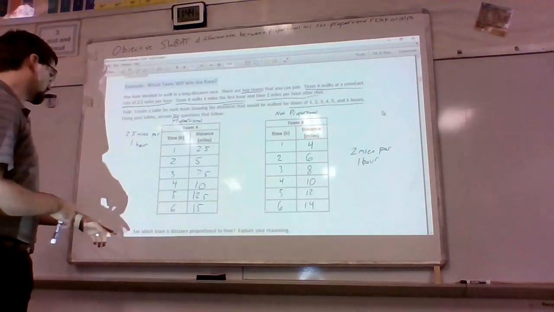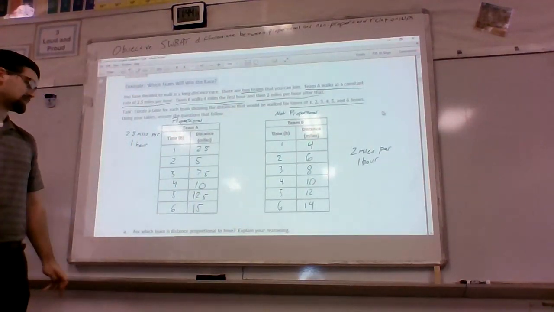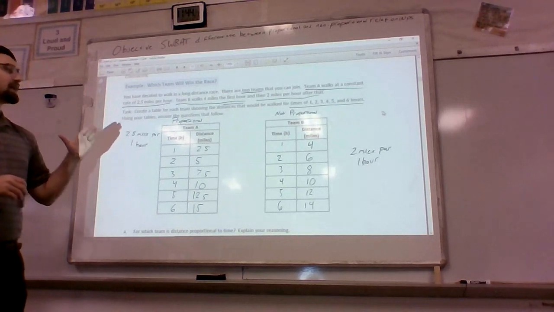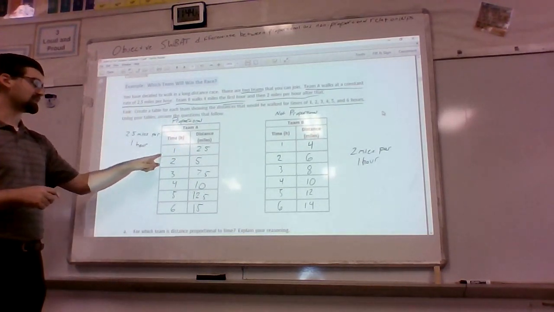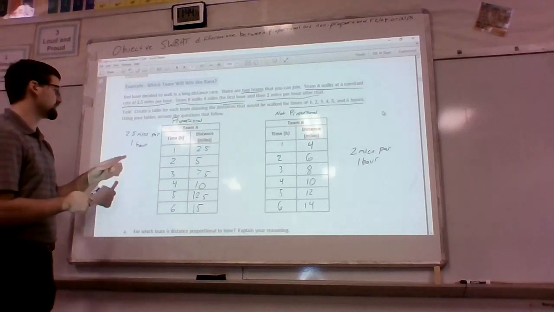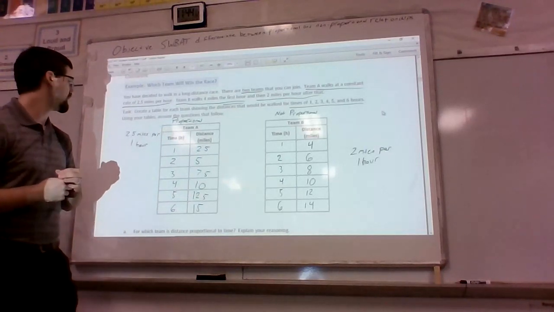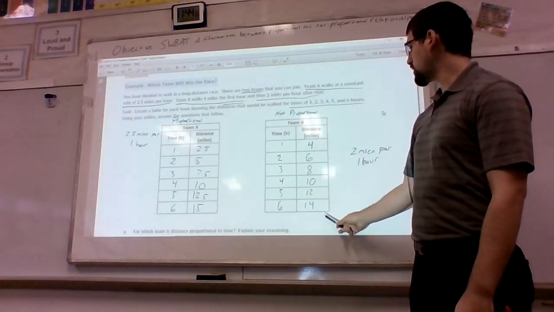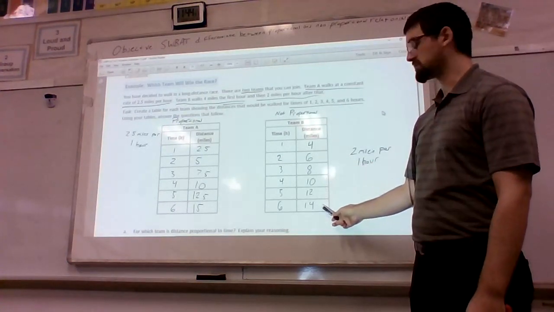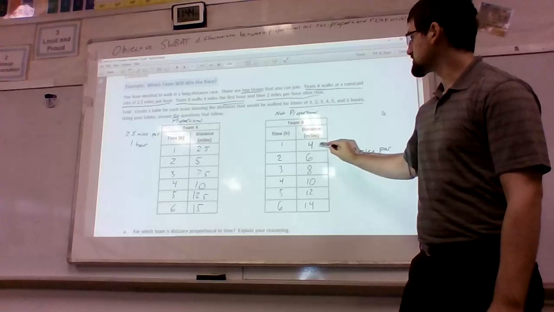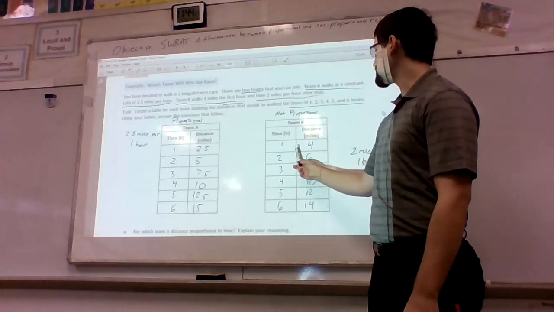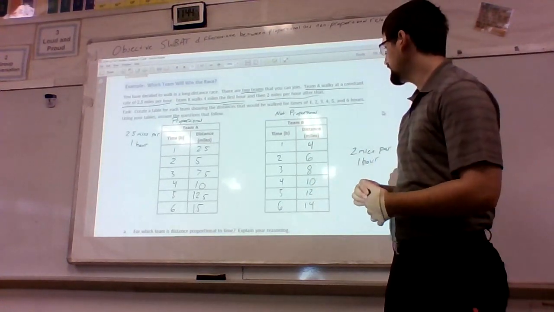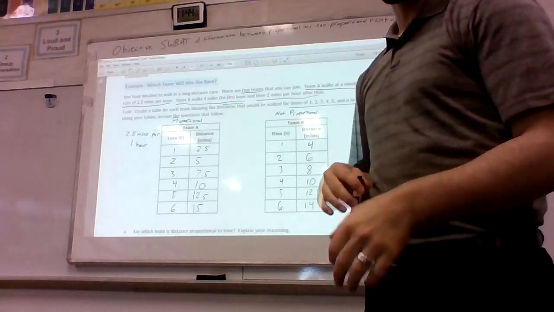Letter A here at the bottom says, for which team is distance proportional to time? We said Team A. And why is that? Because every single piece of information in this chart matches the idea that in 1 hour they travel 2.5 miles. In this case, even though it looks like they're going an extra 2 miles every hour, this first place, if they were only traveling 2 miles every hour, then they should have only been at 2 miles at this point. That is the difference.